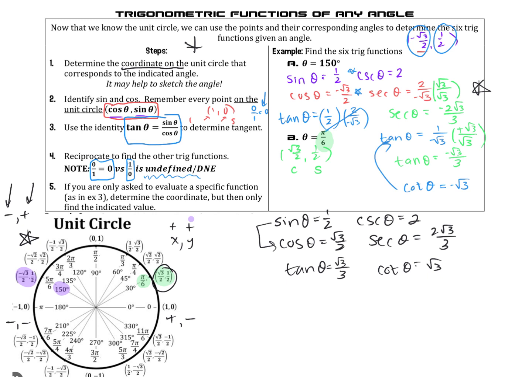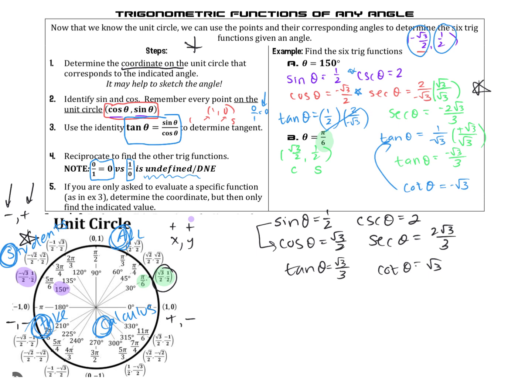So I learned when I was a little younger the acronym "All Students Take Calculus," or they all take chemistry. But this acronym tells you that everything is positive in this quadrant. Over here, just sine and its reciprocal are positive. Down here, tangent is positive, which means cotangent is positive. And down here, cosine is positive, which means that secant is positive.